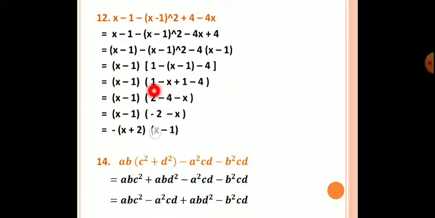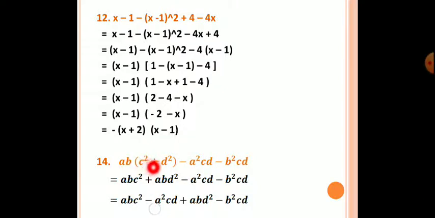We can solve the numerals inside the bracket. In the next step we write (x - 1)(2 - 4 - x). So it becomes (x - 1), and 2 - 4 is minus 2, minus x. We can take a minus outside the bracket, and this term will become (x + 2)(x - 1). Moving on to question number 14.